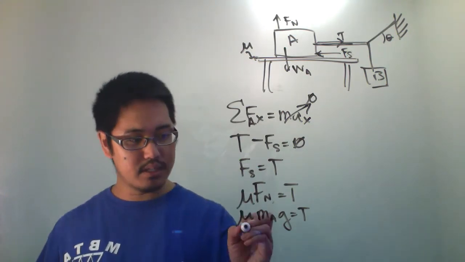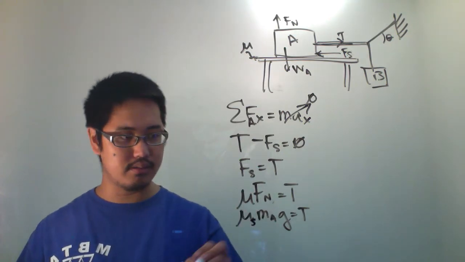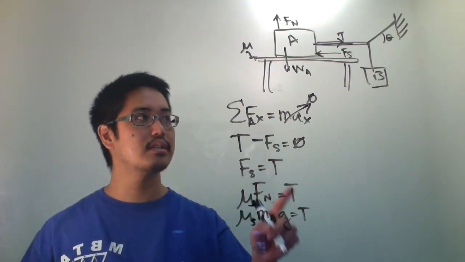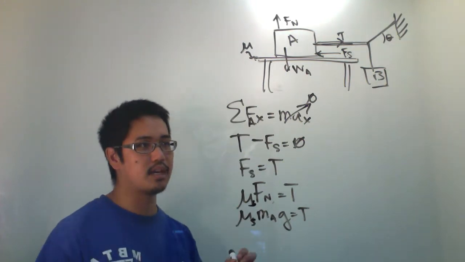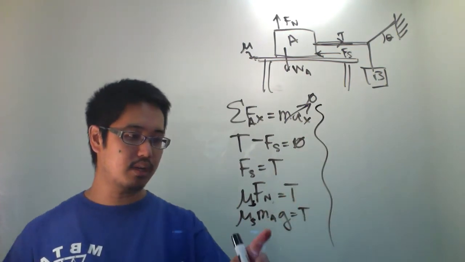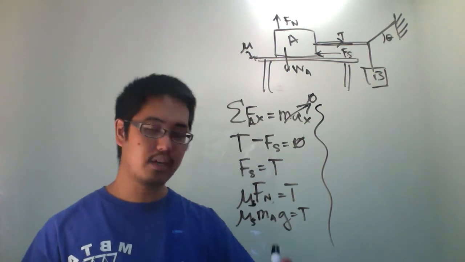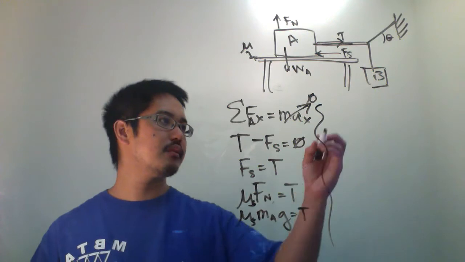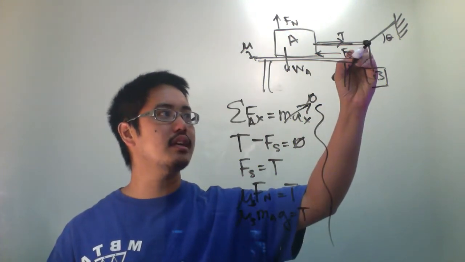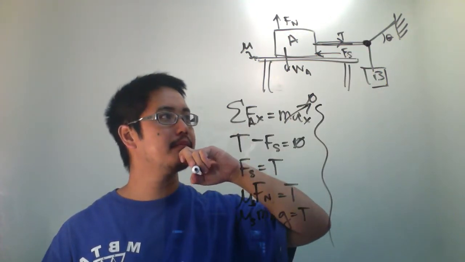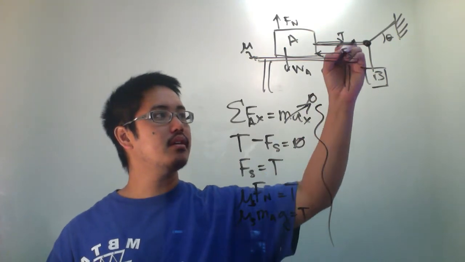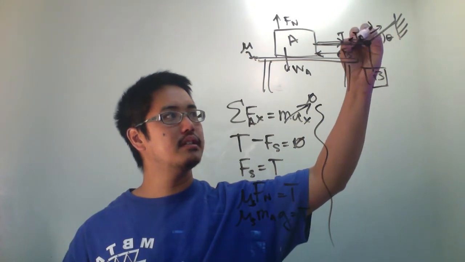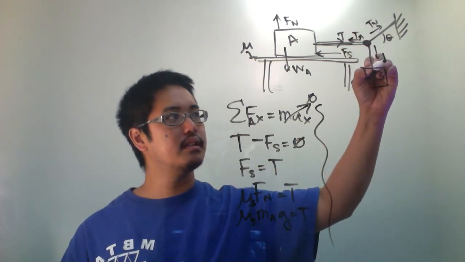Now, I'm trying to solve for this mu s right here. But I don't know what tension is. So I'm going to have to do some side work here. Because I know what mass A is, I know what g is. I don't know what T is. Once I figure that out, I can easily get mu s. To get tension, I'm going to take a look at this piece right here. Okay? I'm going to call it, this is TA, this will be TW, and this will be TB.